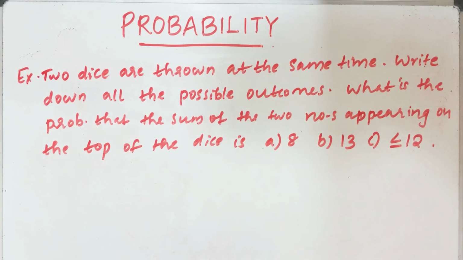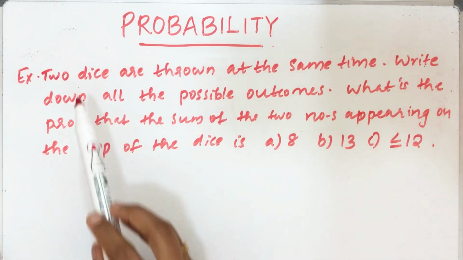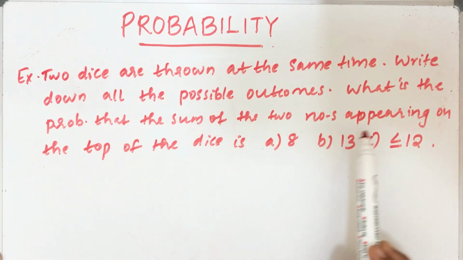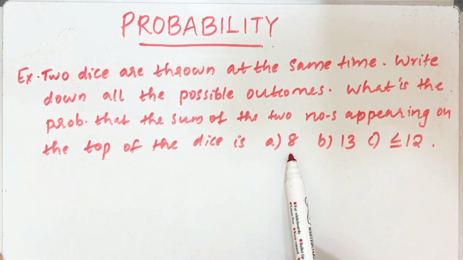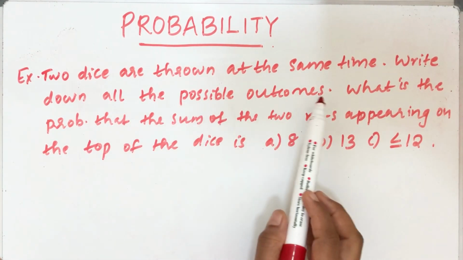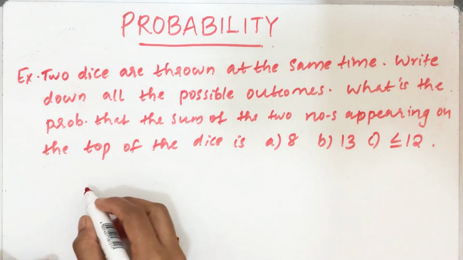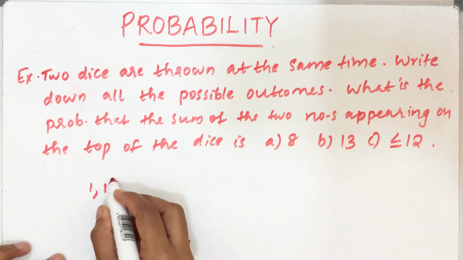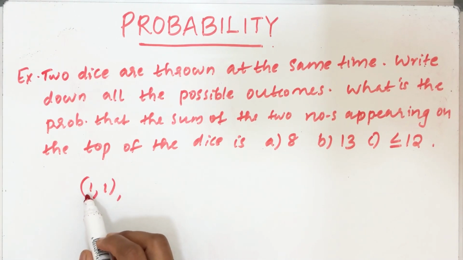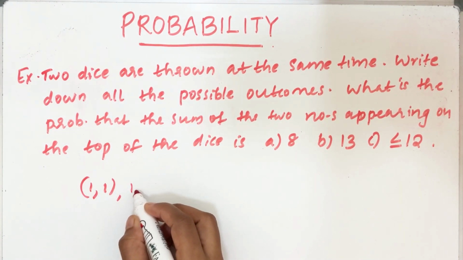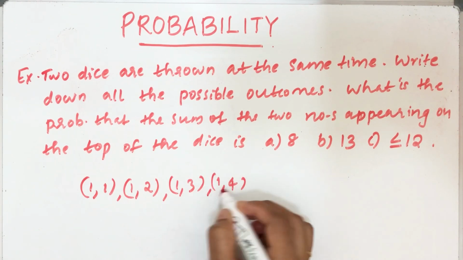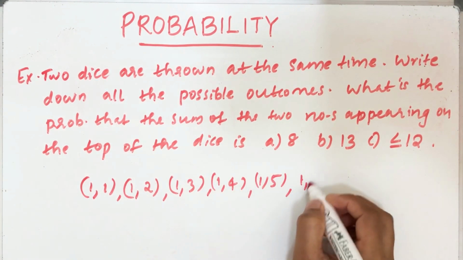Like throwing two coins, here we are throwing two dice. Two dice are thrown at the same time. Write down all the possible outcomes. What is the probability that the sum of the two numbers appearing on the top of the dice is, first one 8, second one 13, third one less than or equal to 12. So we can write all the possible outcomes. Two dice are thrown. First die shows 1 and the second die shows 1. So 1, 1. We consider all the examples with the first die showing 1. Next case is first die 1, second one 2. Like that we can write 1, 3, 1, 4, 1, 5 and 1, 6.